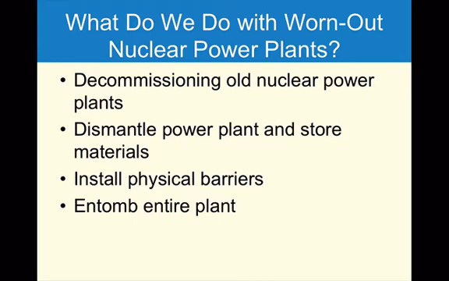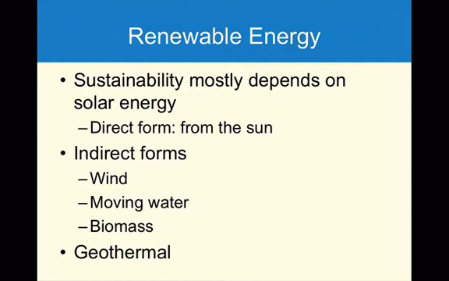So the question is, what do you do with a worn-out nuclear power plant? You decommission it, you dismantle all of the components of the power plant, you install physical barriers, which means like you're building walls basically in the ground to prevent seepage of that waste, and also entombing the entire plant in a cement barrier, which is all well and good unless you have an earthquake and it cracks that barrier, but that's another story.